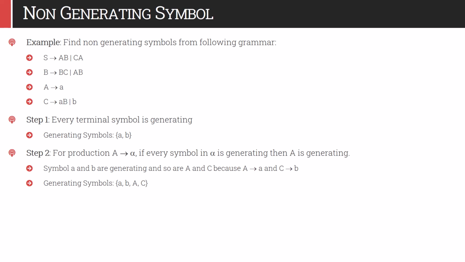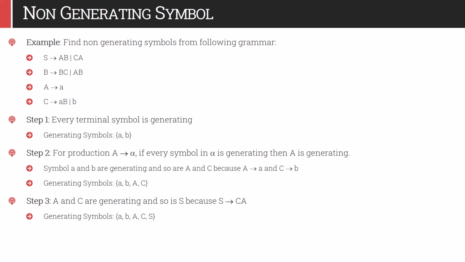If we look at the first production, S gives AB. A is generating, but capital B is not yet known to be generating or not. So from S derives AB, we cannot say S is generating. But for the production S derives CA, capital C is generating and capital A is generating, and hence capital S is also generating. That is the next step. Now our generating symbol set would be small a, small b, capital A, capital C, capital S.